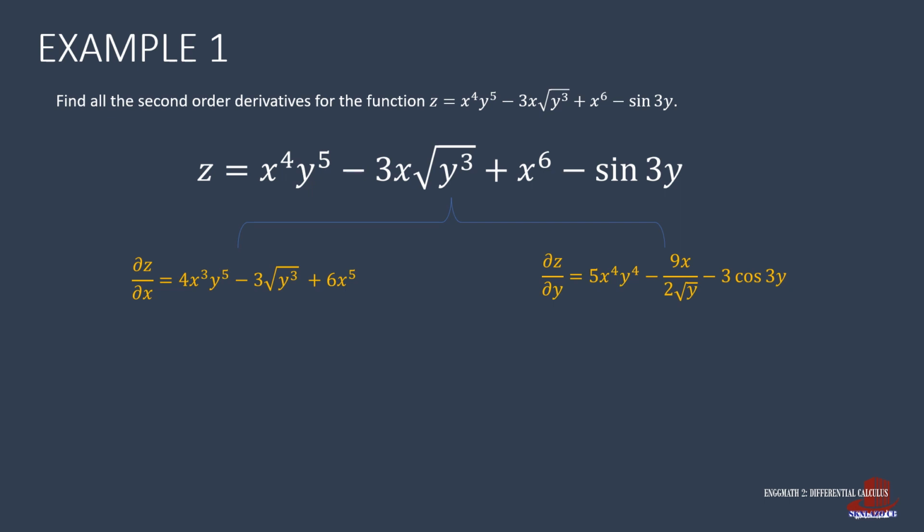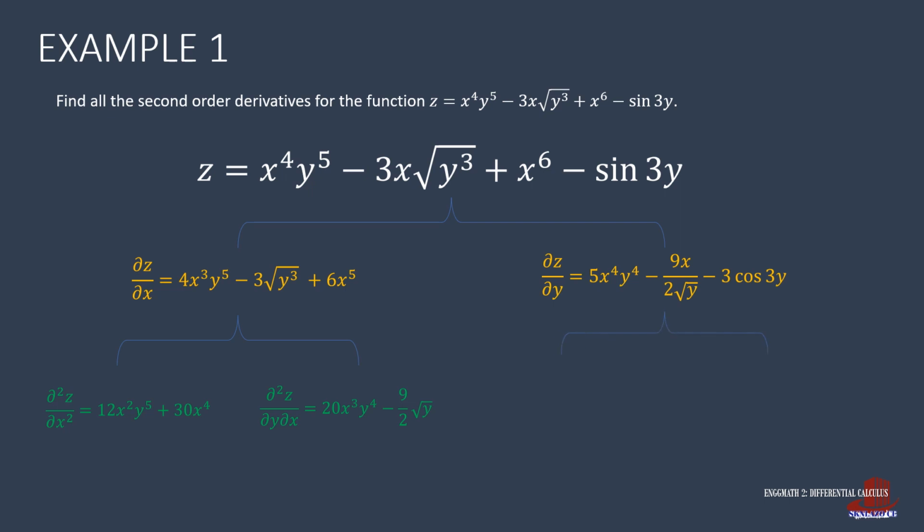Going back to the first derivative, we get the second partial derivative of z with respect to x as 12x squared y raised to 5 plus 30x raised to 4. And the other is the second partial derivative of z with respect to y and x as 20x cubed y raised to 4 minus 9 half of the root of y.